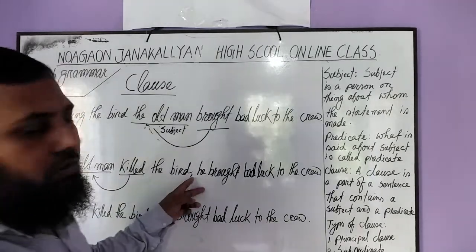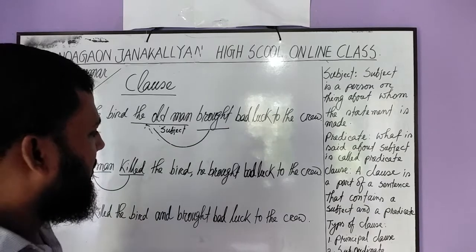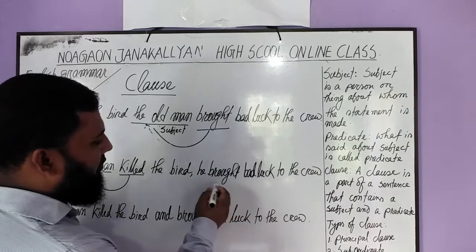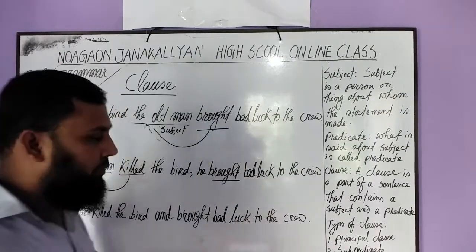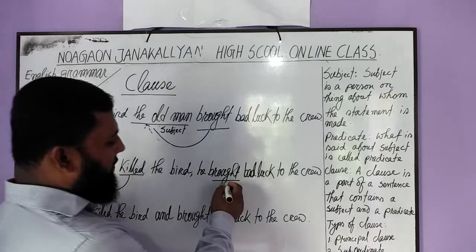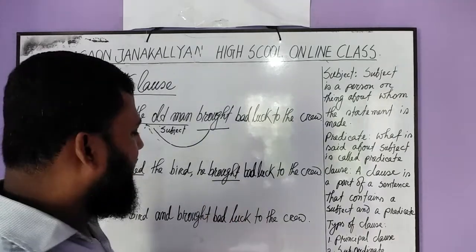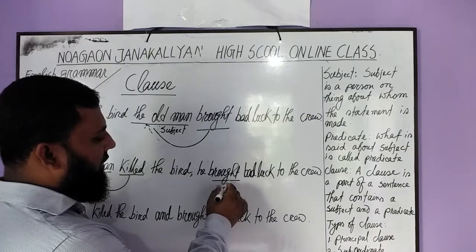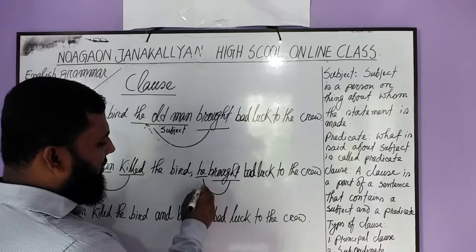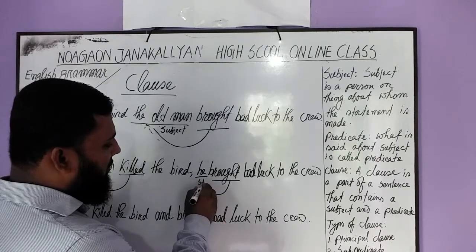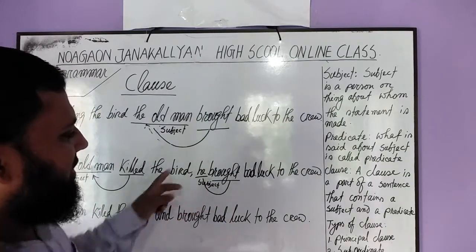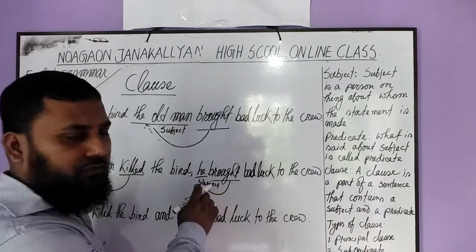Now, the verb of the second part of this sentence is brought, বয়ে এনেছিল। So our question will be who brought, কে বয়ে এনেছিল, and our answer will be he. So the subject of the second part is he. Have you got the point?